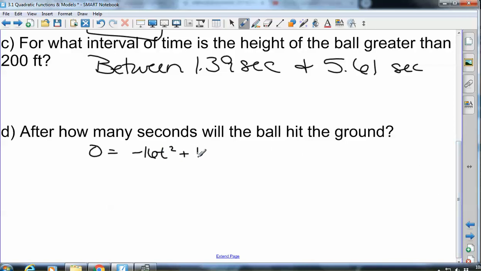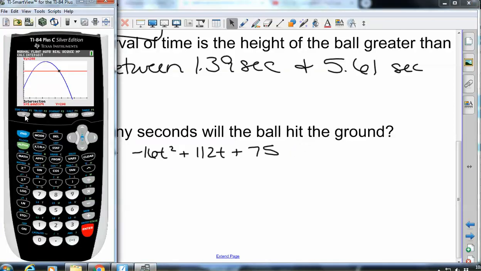What was this? 112t plus 75. So you could work this out. If it factored nicely, you could do the box method, or you could use the quadratic formula. We've solved these things before. The other option would be to find it on our calculator. Let's talk about the calculator. There are a couple different ways to do this. I think the easiest is for us to do it the same way we did this problem.